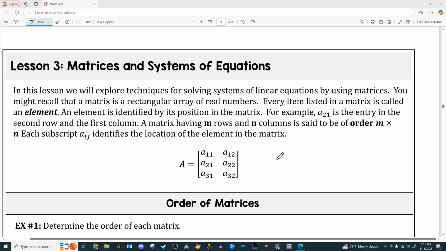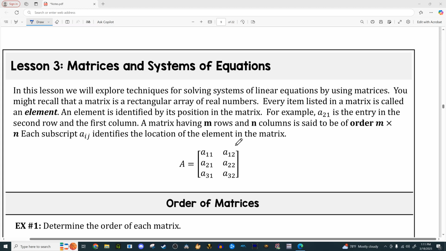Each item is called an element. So each one of these 6 lowercase a's are all different elements inside the matrix, and they're identified by their position in the matrix. So for example, A21 means it's the entry that's in the second row, first column. So this A21 shows that it's in the second row of the matrix, but the first column.